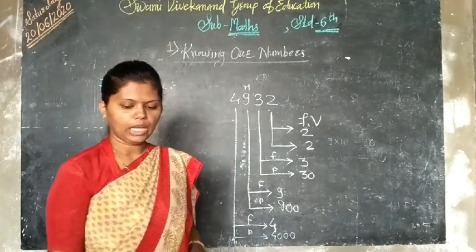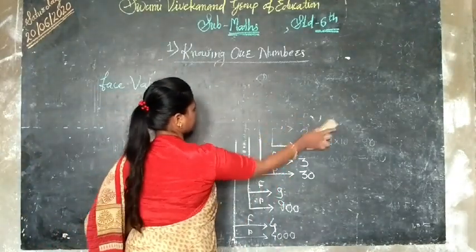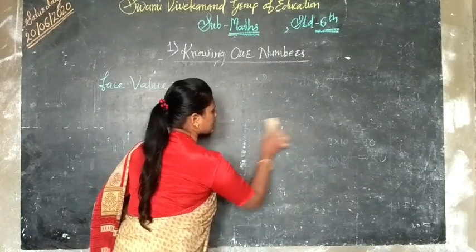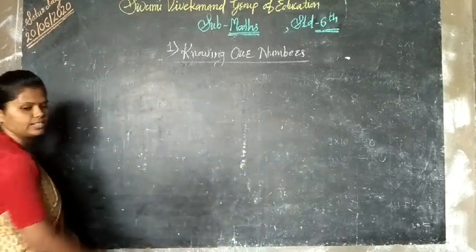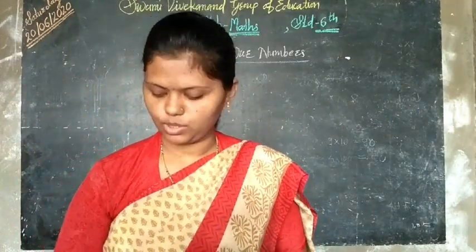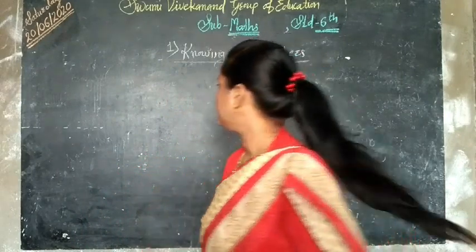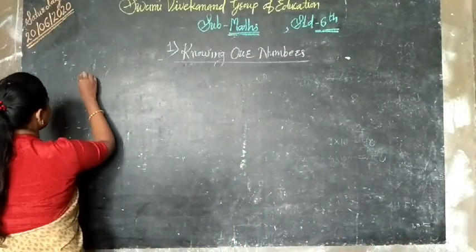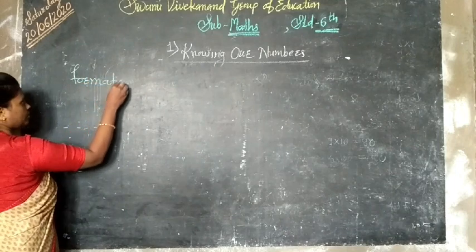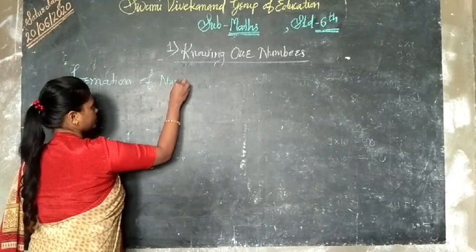Okay. Now we are moving towards today's point, and that is formation of the least number and the greatest number. How are we going to form the least number, that is the smallest number, and the greatest number from given digits? So today's point is formation of numbers.